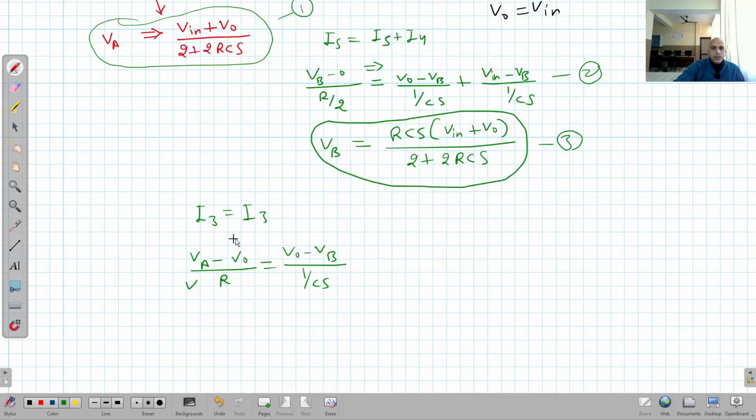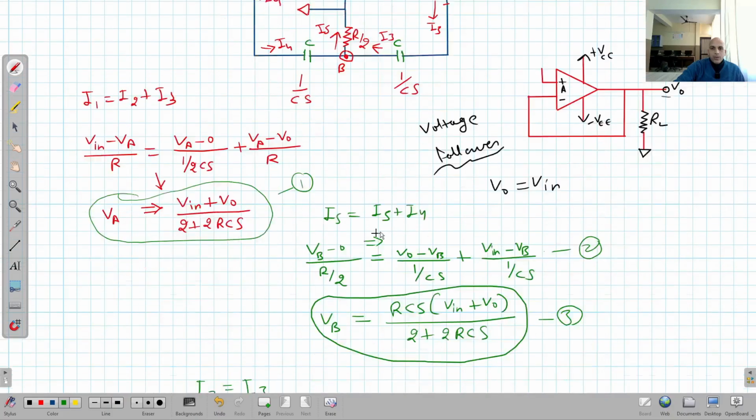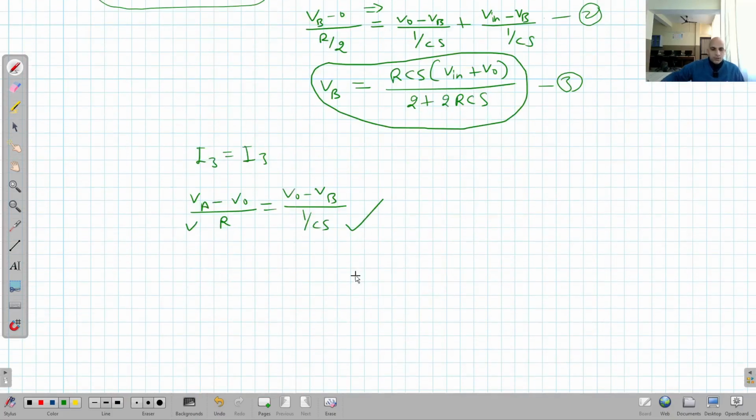This is the first term, I3. Now from here, V output minus VB upon 1 upon CS. Clear? When you simplify it, it will give you V output is equal to VA plus RSC VB upon 1 plus RCS. After simplifying this term, you get this. This is equation number 4.